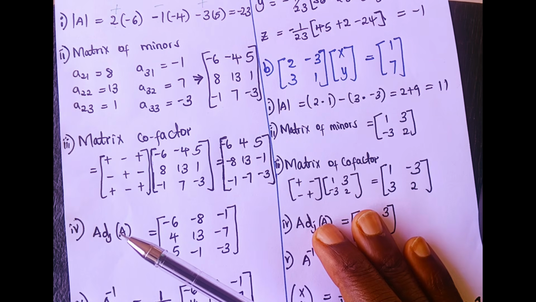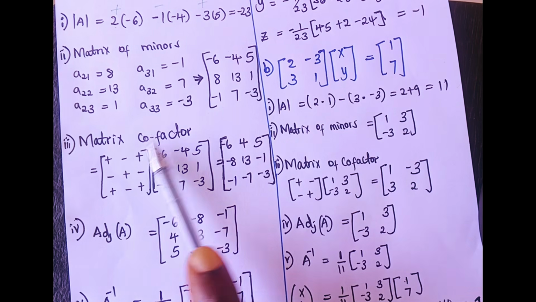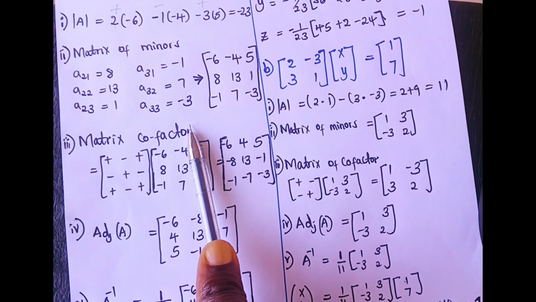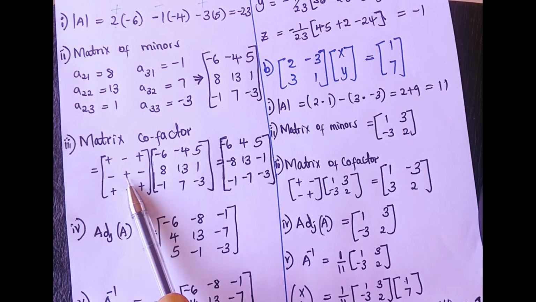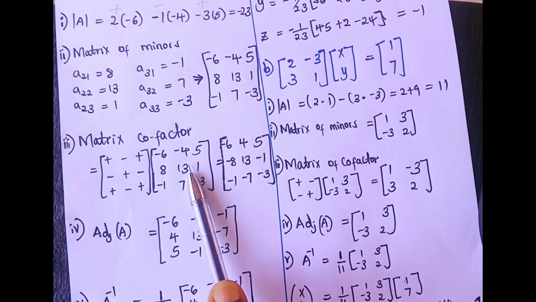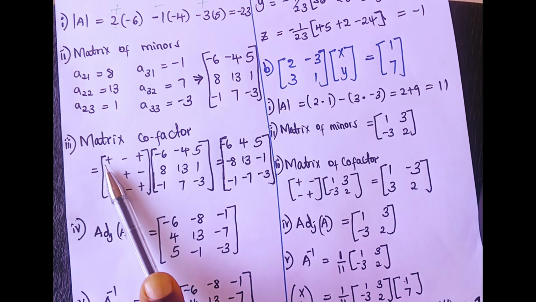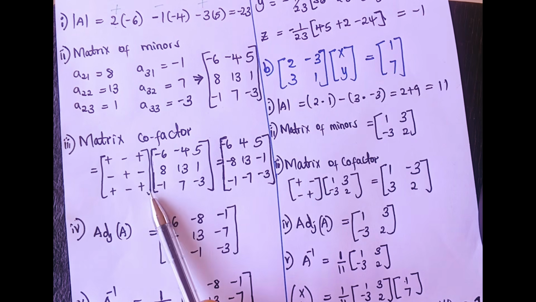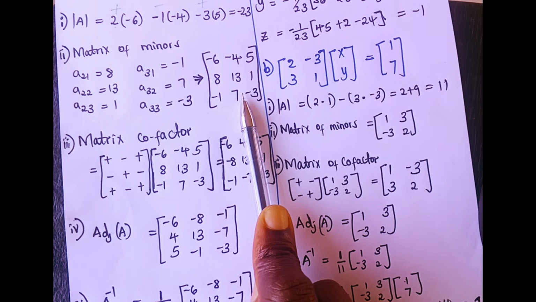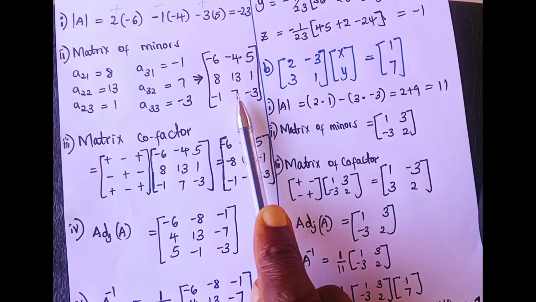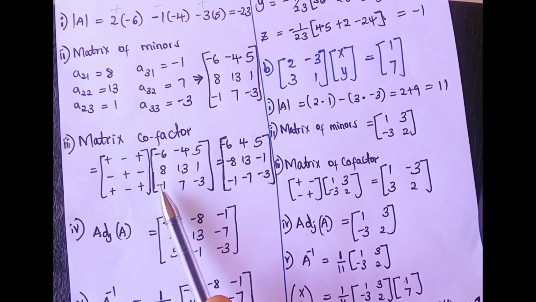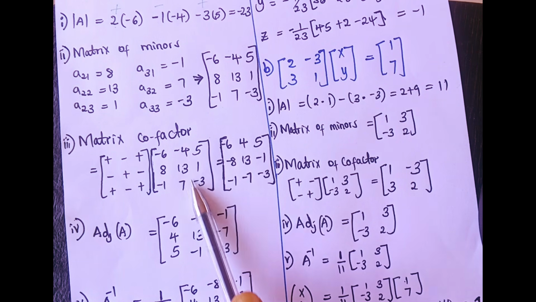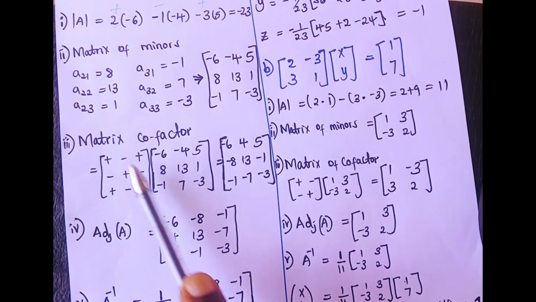Then, after finding the minor of the matrix, we are going to find the matrix of cofactors. As we said previously in the basics of the matrix, we multiply the array sign by the minor of the matrix. The array sign here is positive, negative, positive, negative, positive, negative, positive, negative, positive. We multiply by the matrix of minors, which is negative 6, 8, 1, negative 1, negative 4, 13, 7, 5, 1, and negative 3.